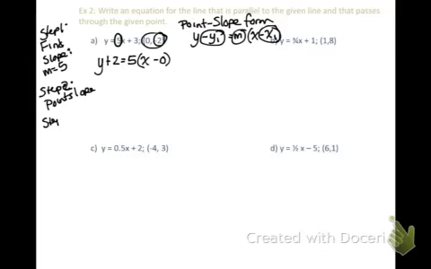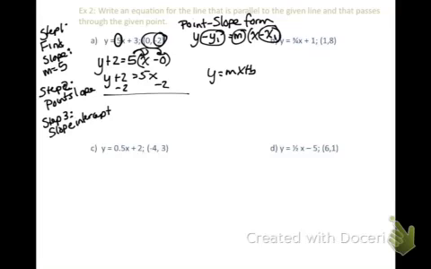Step 3, turn it into slope intercept form. Okay, so remember that is y equals mx plus b. So I'm going to distribute. So y plus 2 equals 5x. I don't need the minus 0 because I know it's minus 0. And then to get y by itself, subtract 2. So y equals 5x minus 2.